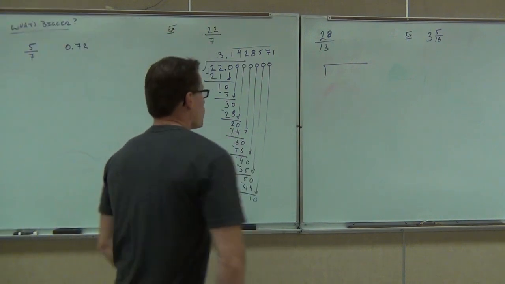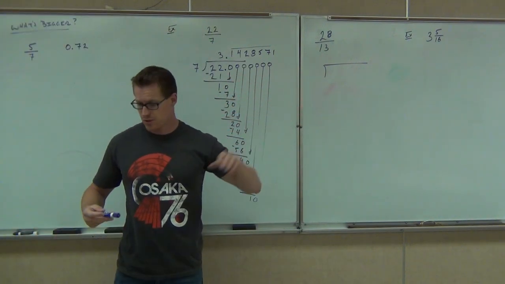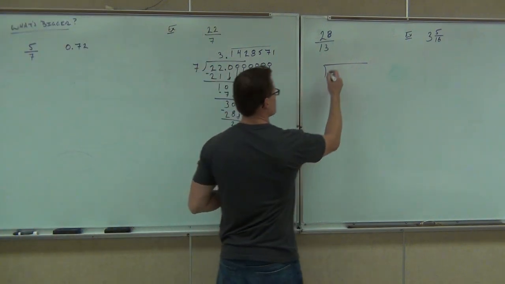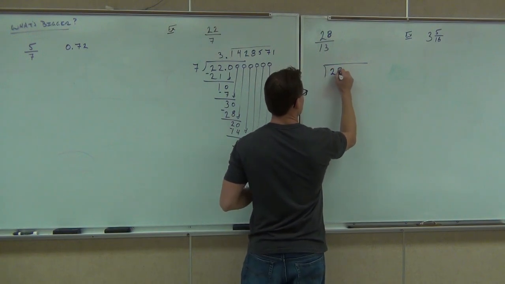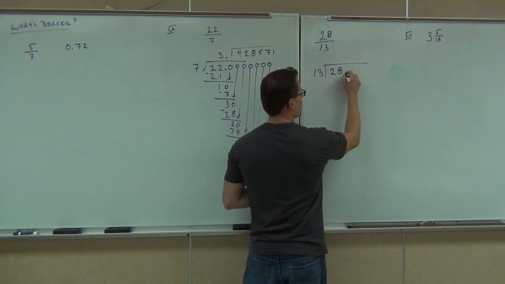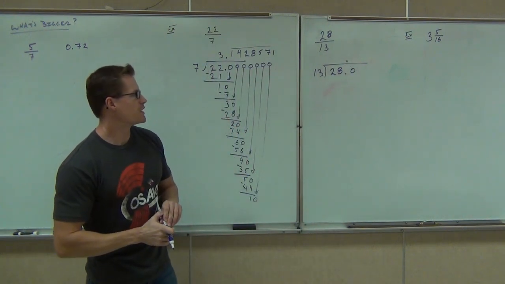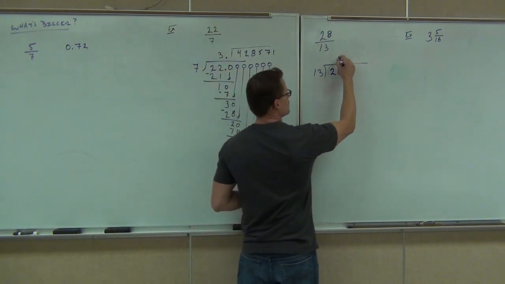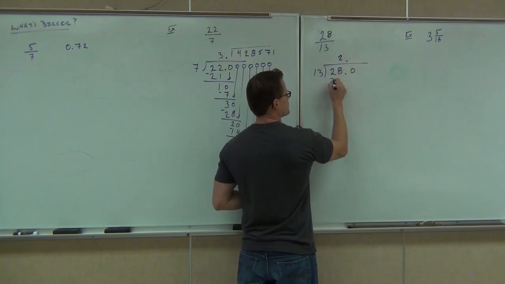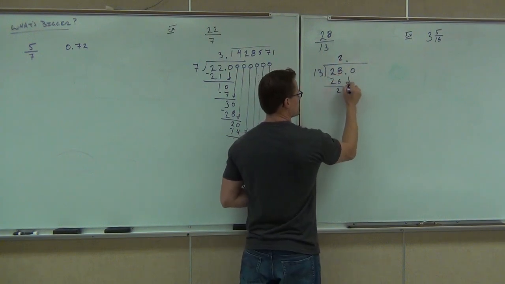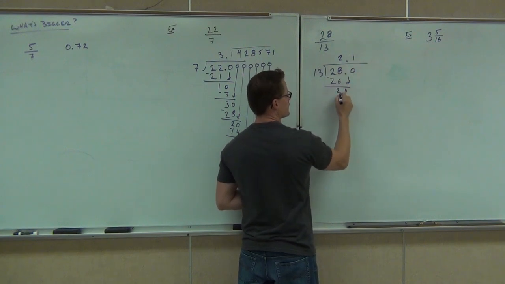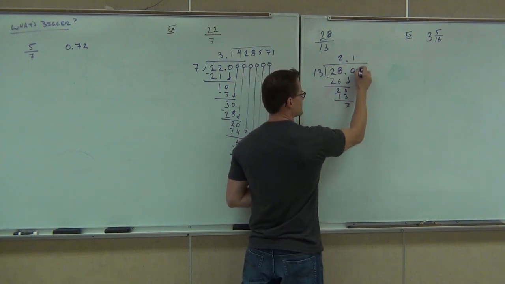All right, so what numbers go on the inside of our division symbol, folks? 28, okay. And 13. We'll probably have to have a decimal place with a zero, so I'll put that up there right away. I know that 13 is going into 28 two times. That gives me 26. I subtract, I get 2. I bring down the zero. That goes in one time. I get 13. I subtract, I get 7.